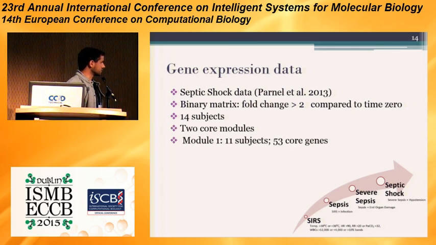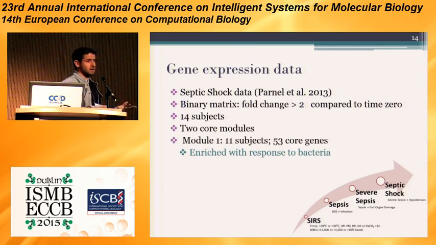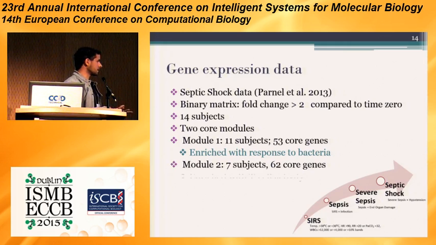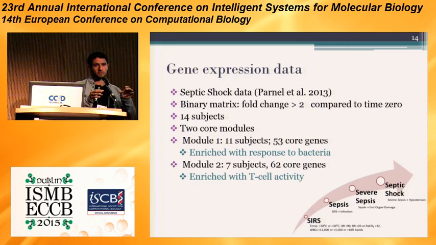The first one covers 11 subjects and 53 core genes that were highly enriched for response to bacteria. The second module covers 7 subjects and 62 genes and was highly enriched for T-cell activity. Together, these modules cover all subjects in the data, so we get a nice fuzzy clustering of the patients into 2 different branches of the immune system. But this is only a part of what you can get from the output.